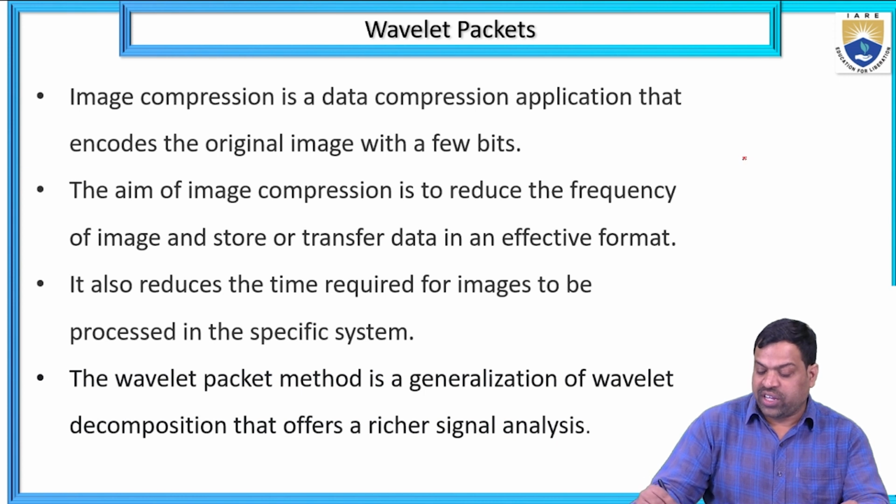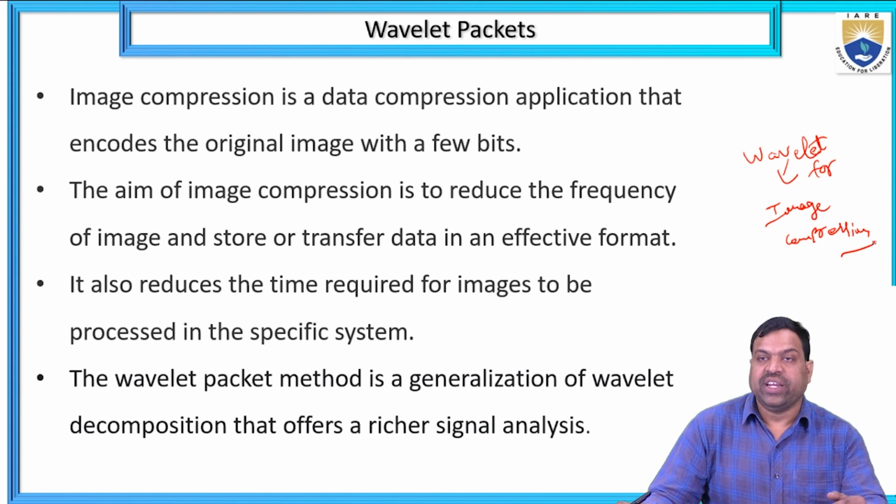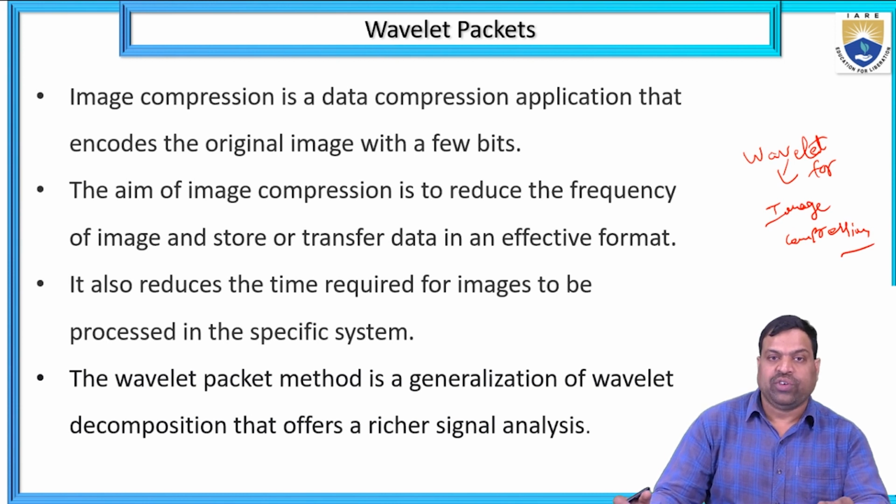If you are taking any of the wavelet packets, these are all under image compression. Wavelets for image compression. So before going to wavelet packets, how are we using them? Wavelet packets are used in an image compression technique. So what is image compression? Image compression is nothing but compressing the data, not the image. If you are compressing the data, automatically the image will be compressed.